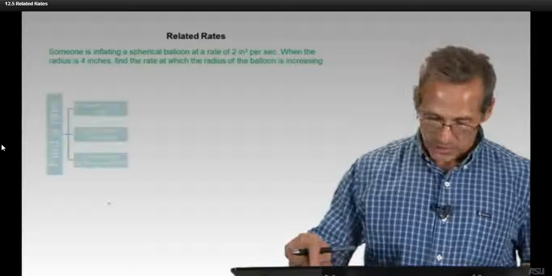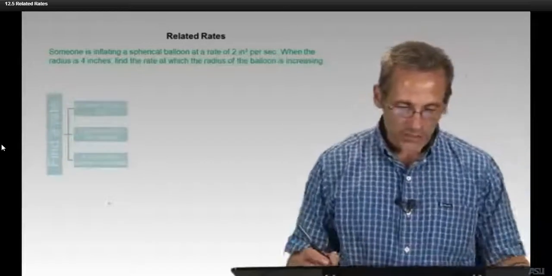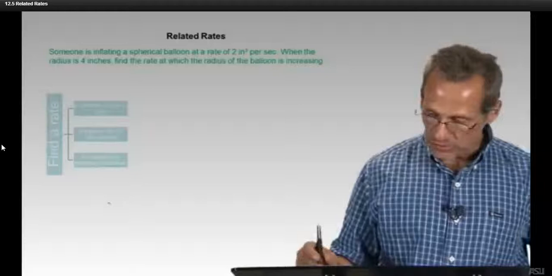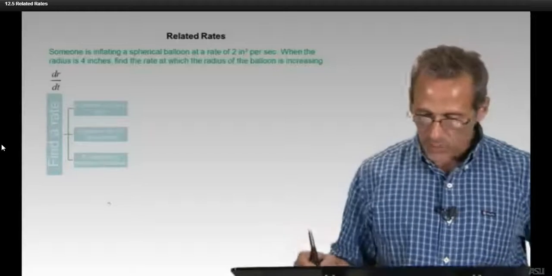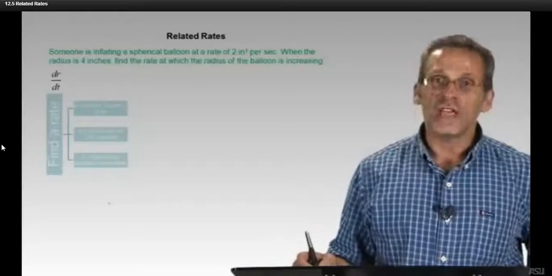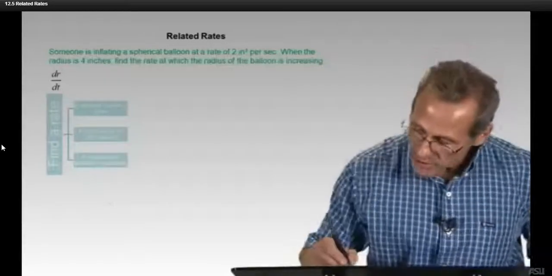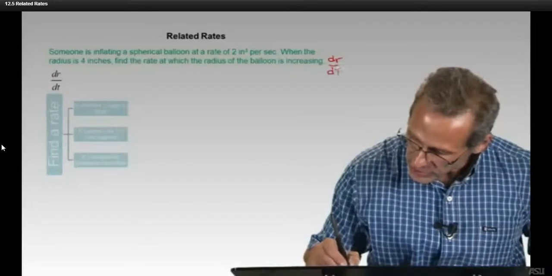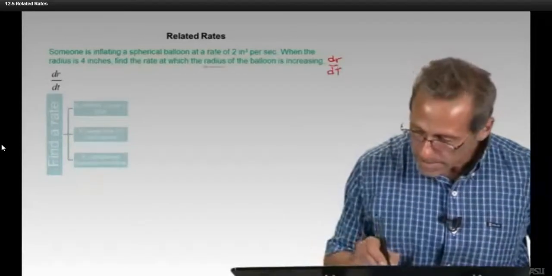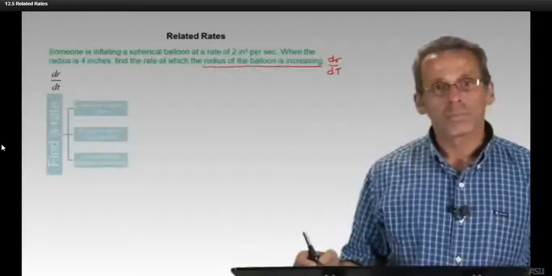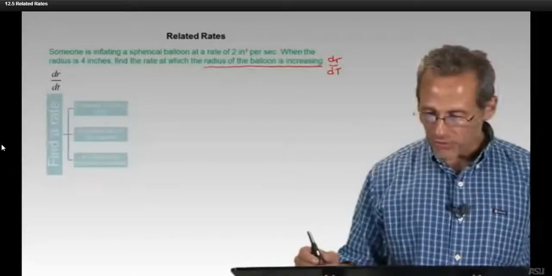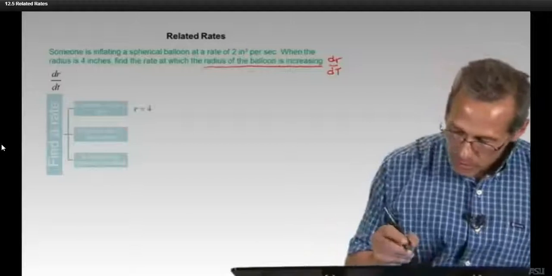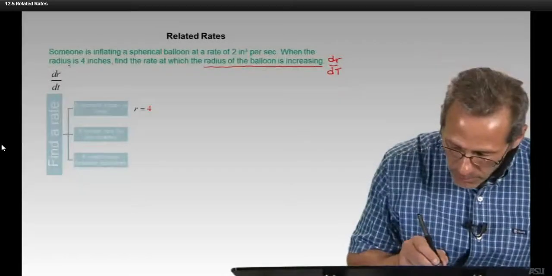Let's use our rubric. Find a rate. Well, what are we asked to find specifically? We're asked to find the change the radius is experiencing as the volume increases, a change of radius per time. A moment frozen in time. Well, for the moment frozen in time, r equals 4.